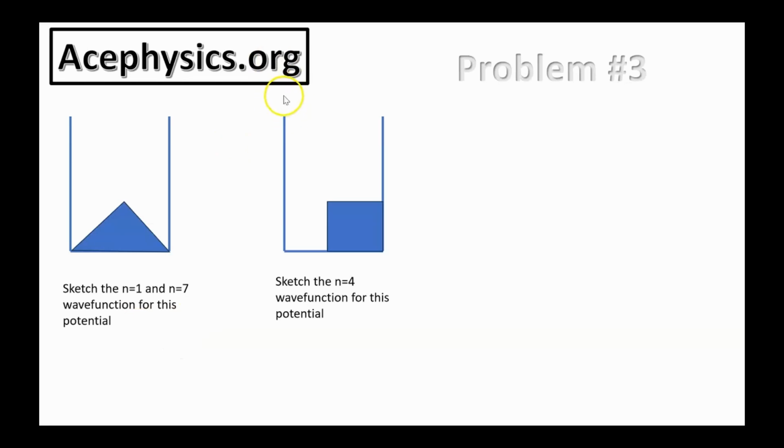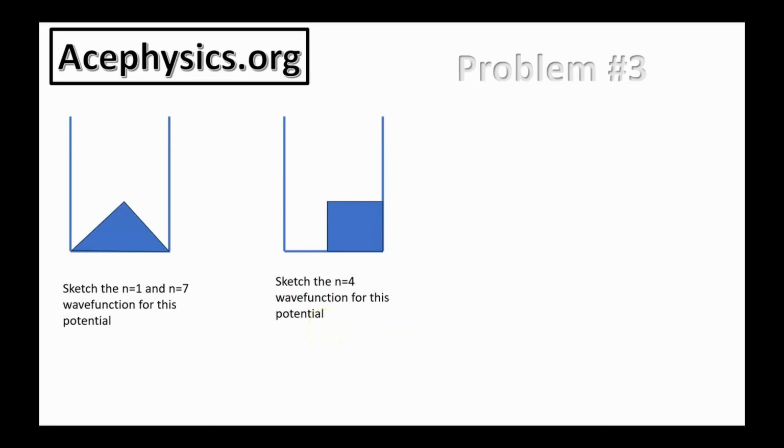Here's another potential. The potential is infinity at x equals 0, and it's infinity at x equals L, and then there's a step function, which means the potential here is 0, but all of a sudden the potential jumps up to some value V0, and then it stays at this constant value for this portion of the box. Can you sketch the n equals 4 wave function for this potential? I'm going to go over the solutions on the next slide.